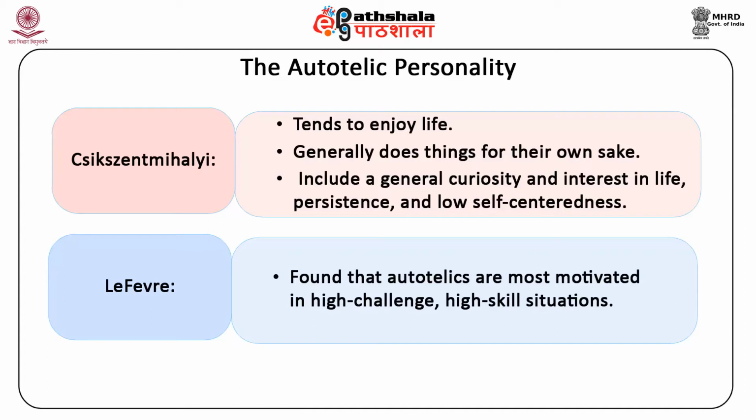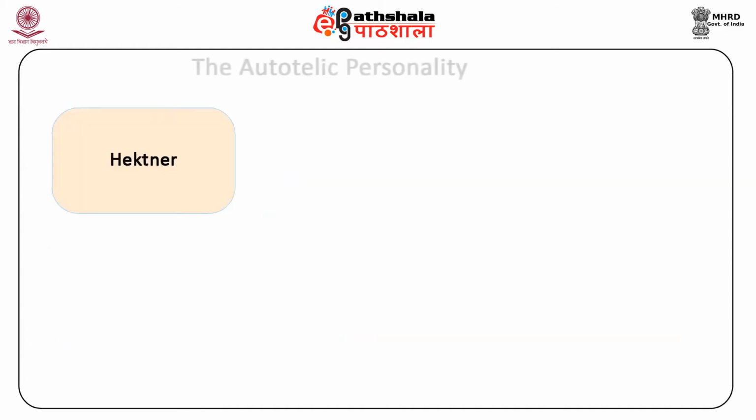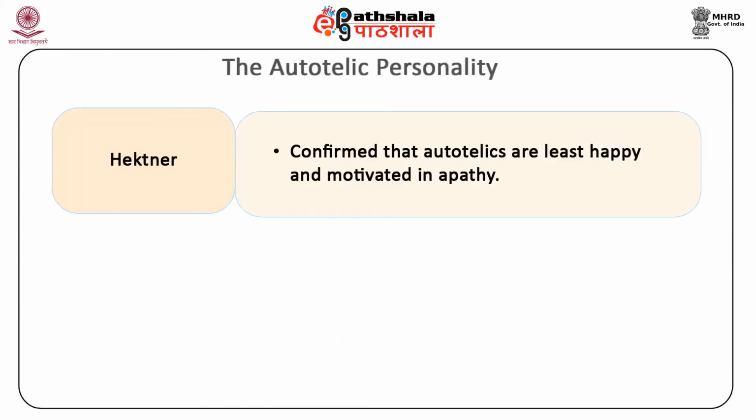Lafayette found that a sample of adult workers included about 40% who were most motivated in high challenge, high skill situations, and about 40% who were most motivated in low challenge, low skill situations. The first type of individuals may be called autotelic individuals. Heckner confirmed that autotelics were least happy and motivated in apathy, low challenge, low skill situations, whereas non autotelics, least motivated in high challenge, high skill situations, did not find the apathy condition aversive.